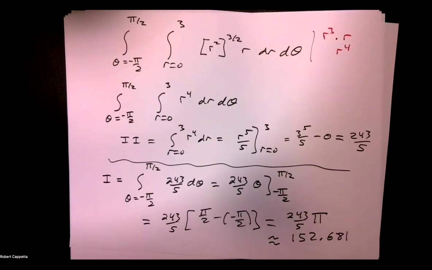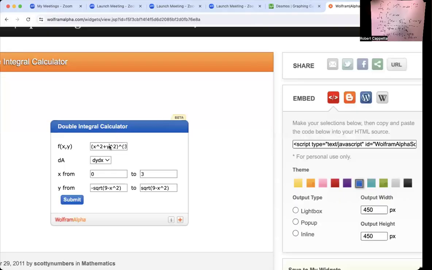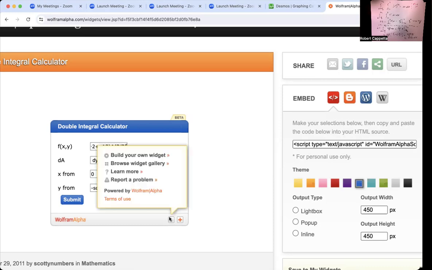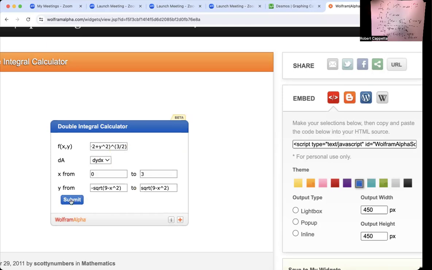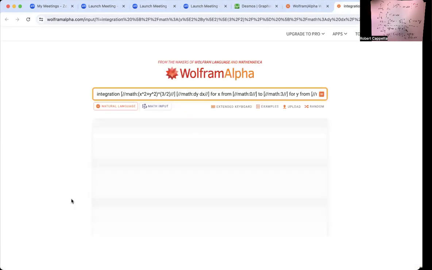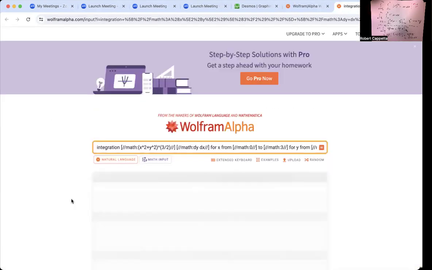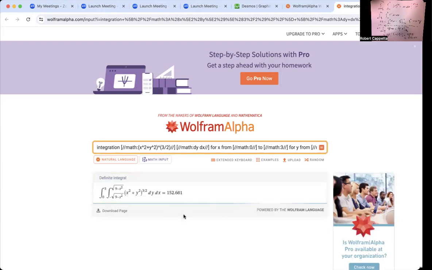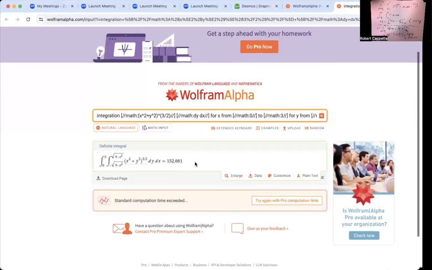Now, let's check that using some technology, see what we get. So you'll notice I'm putting it in here, x squared plus y squared to the 3/2. dA is dy dx here. X is ranging from 0 to 3, y from negative square root of 9 minus x squared to positive square root of 9 minus x squared. Let's hit submit and see what Wolfram Alpha thinks the answer is. And we are waiting. And notice they're giving us 152.681.